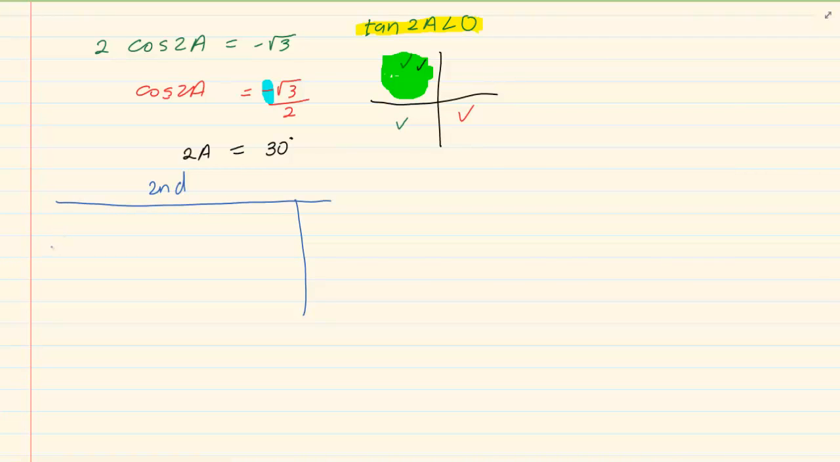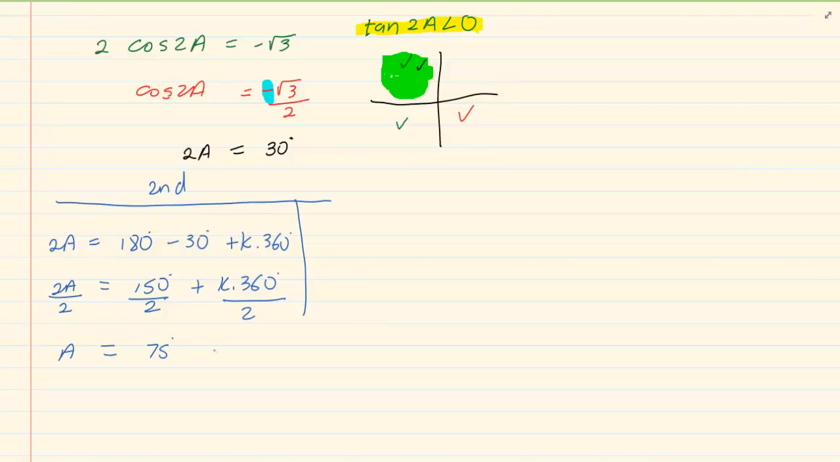The second quadrant says that 2a will equal 180 minus 30 plus k, because I'm working with the cos, it will be k 360. Now we have to get a alone. So I have 2a is equal to 150 plus k 360, divided by 2, and once you divide by 2 you have to divide every term by 2. So I have a is equal to 75 plus k 180, giving us the general solution.